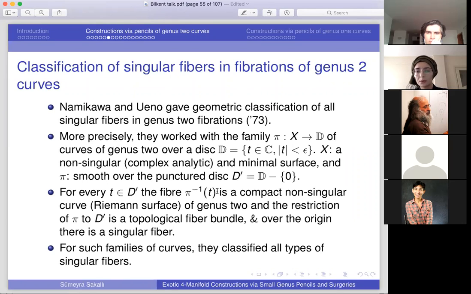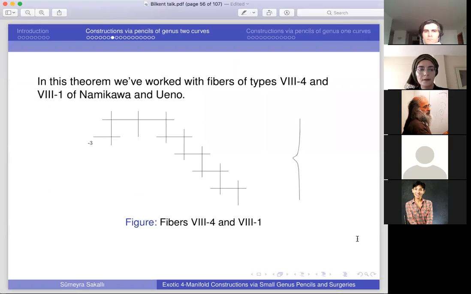For such families of curves, they classified all types of singular fibers. They work with polynomials, and according to the roots of those polynomials, they have a nice algorithm. They draw all singular fibers, and they have a long list. In our work, we work with their classification, and in the theorem, we consider these two fibers.